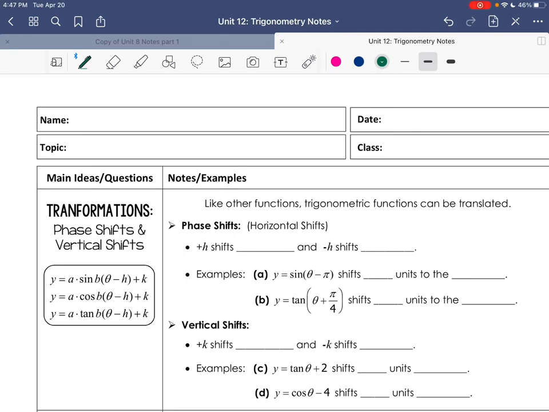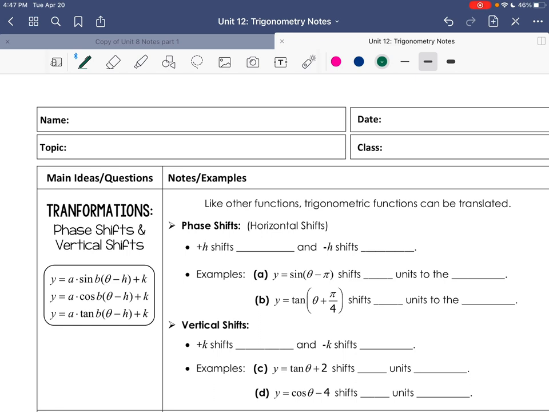The next thing that we're going to talk about with these graphs are transformations. So that's a phase shift and a vertical shift. So moving it left or right, or moving it up and down from its normal position. So like on all the other ones, you know, sine always started on 0. So that is not going to be the case anymore if we move them like that.